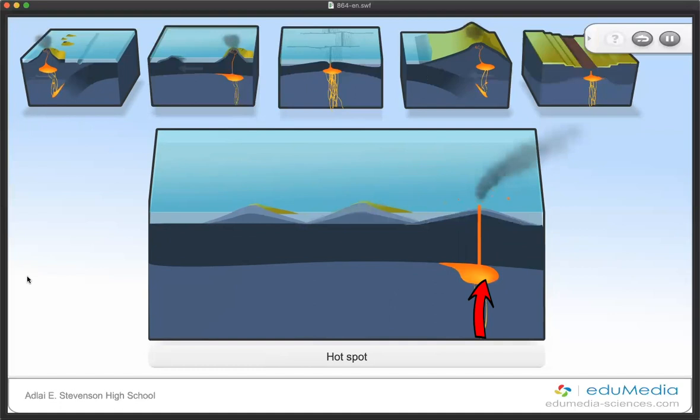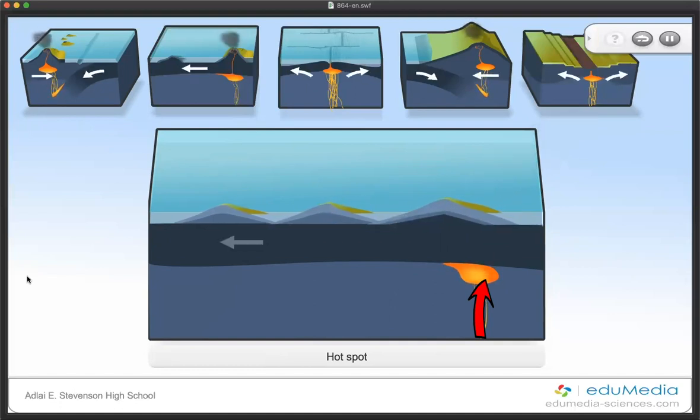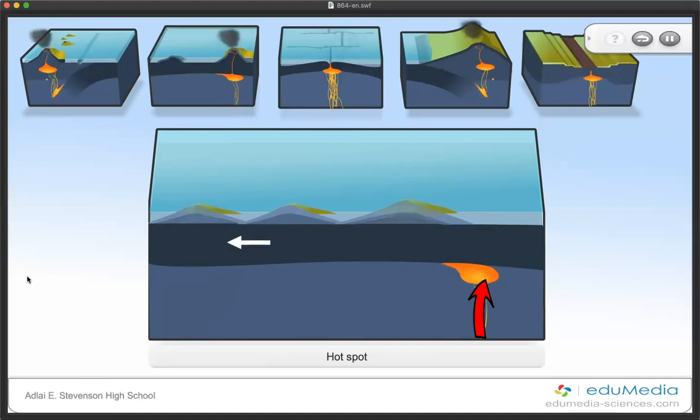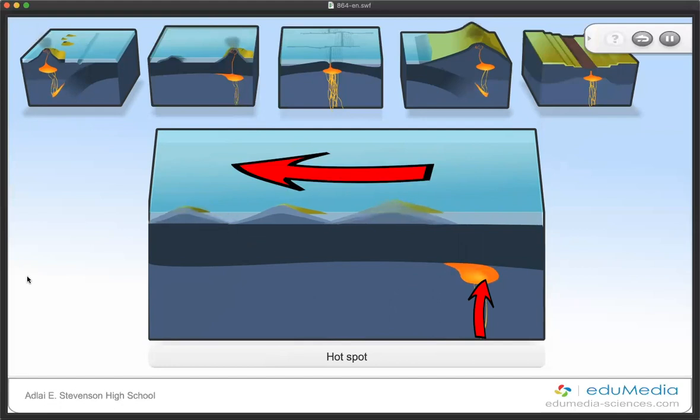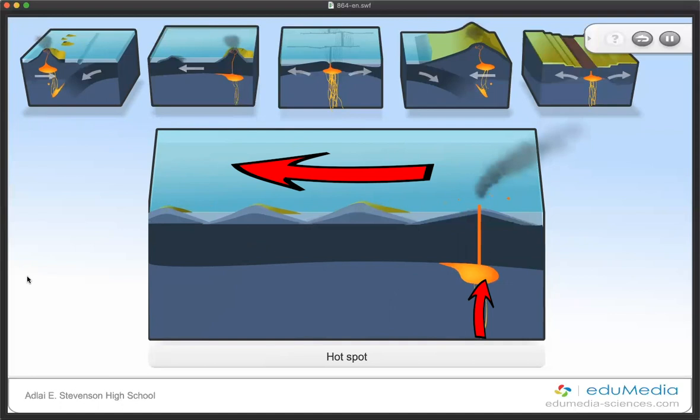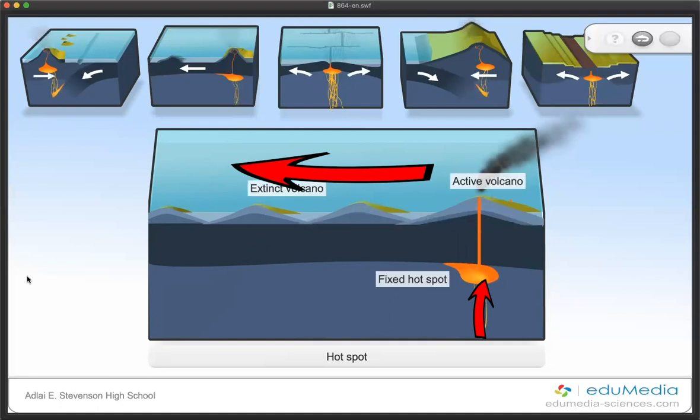And when that hot stream of magma hits the bottom of the crust, it starts to melt that crust. And as that crust melts, that magma begins to rise up through the crust, and we get volcanoes on the top. Now, because the plate is moving over this spot, what we get is a chain of volcanoes coming up from this hotspot.